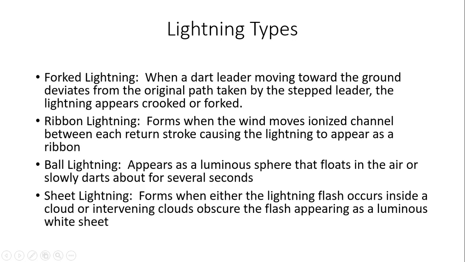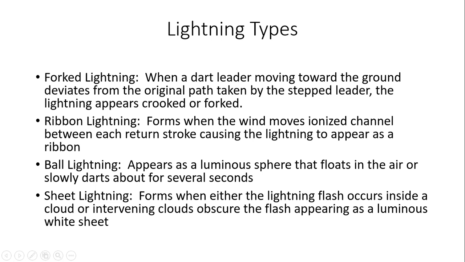All right, so then to end today's training, I'm going to go into lightning types. We just talked about formation of lightning. Now let's talk about lightning types. There's something known as forked lightning. When a dart leader moves towards the ground, deviates from the original path taken by the step leader, the lightning is going to appear rather crooked or forked.